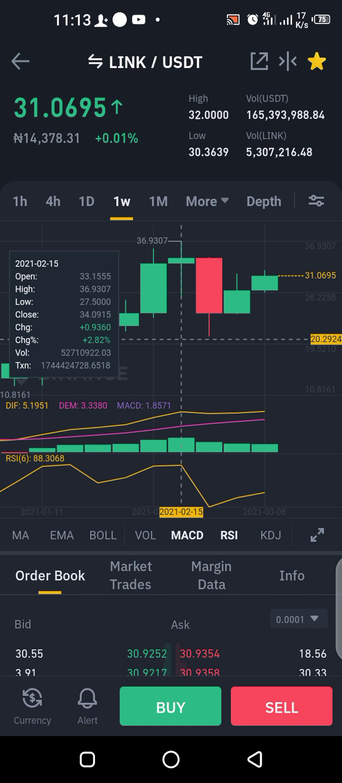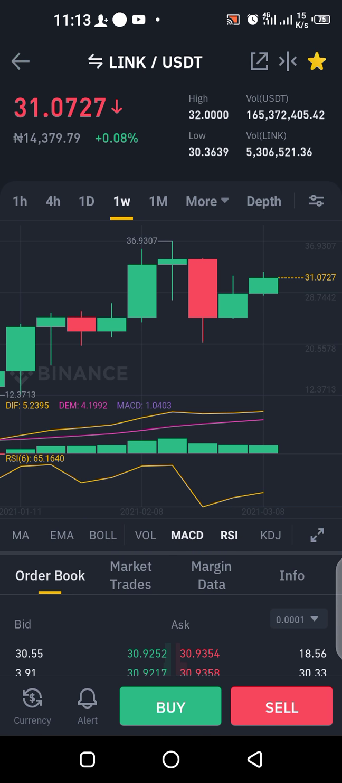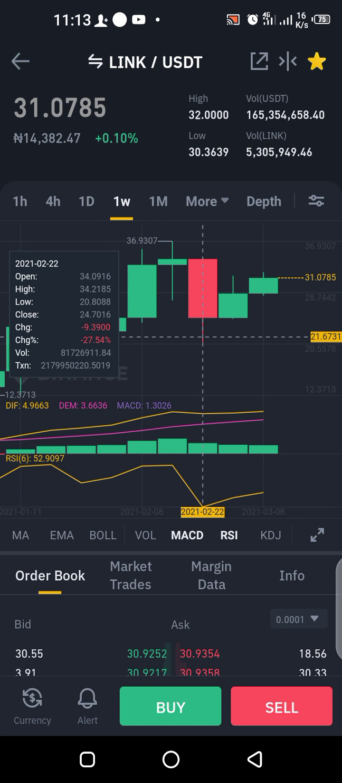Now, because we have a consolidated market, the people buying and selling, the pressures are up to each other. We have a consolidated market, and in a consolidated market, anything can happen. So, since you see this in a weekly chart, just cool yourself and wait till the next candle opens and closes. So, assuming the next candle opens and starts an uptrend, you can enter the market.